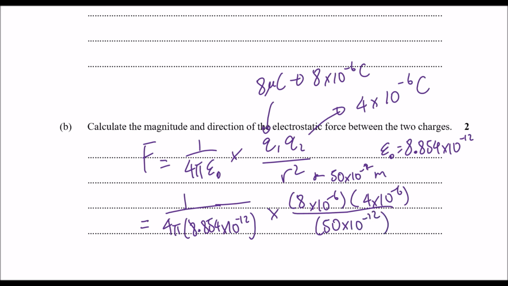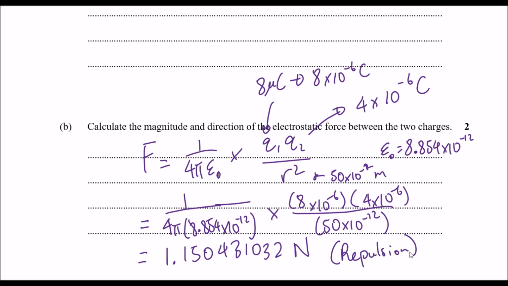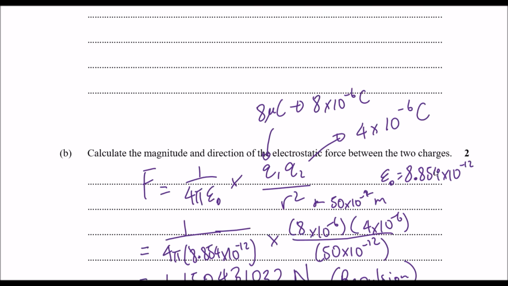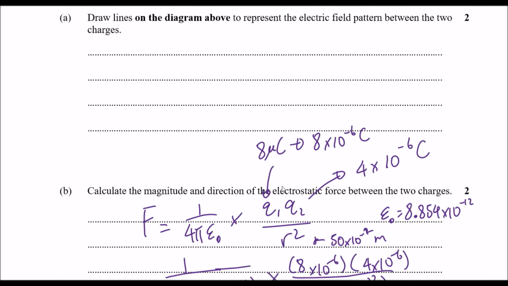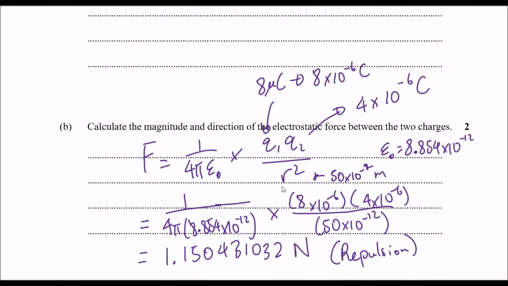Okay, let's plug it in. So the overall force we get is 1.150 newtons, and it is repulsion because we have two like charged particles, and when we have two like charged particles we get repulsion, which is also why at the top here we drew the lines as not meeting up. Okay, so hopefully this explains to you a bit better how to use Coulomb's law and draw electrostatic forces and electric field lines.